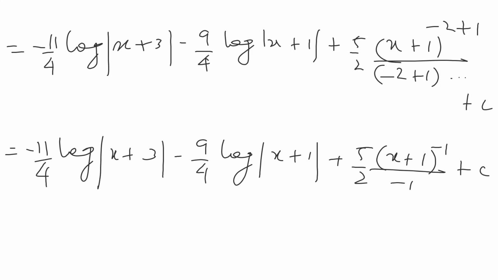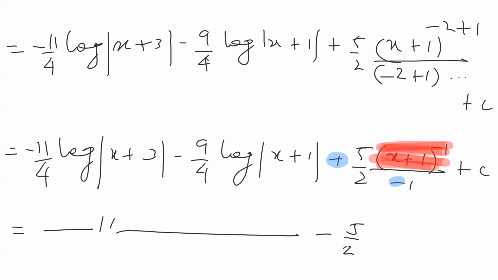Okay, the last step, you can copy this thing exactly same. This will be minus because this plus into this minus is minus 5 by 2, and take this raised to minus term down in the denominator. So that is 1 upon x plus 1 plus c. This is the final answer.